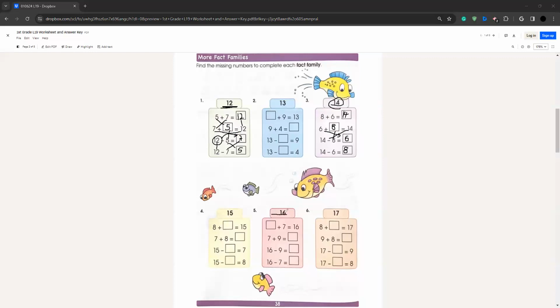Number 5, 16. This time we're missing a value for the first one. We have something plus 7 is 16. If we do 16 minus 7, we get 9. And the next one also says the same thing. 7 plus 9 is 16. Remember, order does not matter. 16 minus 9, we get 7. And 16 minus 7 is 9. Because we just switch these values around, but we still get the same answers.